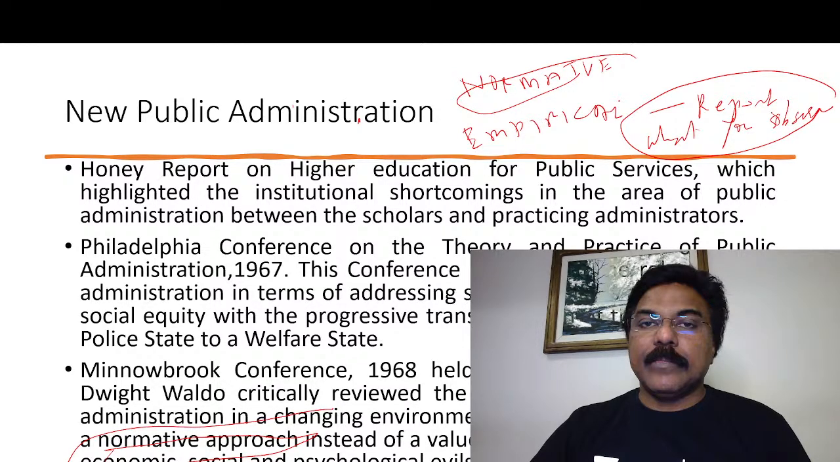And they said that, and we'll read that as we come into it. Right? So to address the economic, social, and psychological evils of society. So these are all young scholars. The only old man is Waldo. So Waldo is the leader. They met at Minnowbrook to discuss the future of the discipline of public administration.